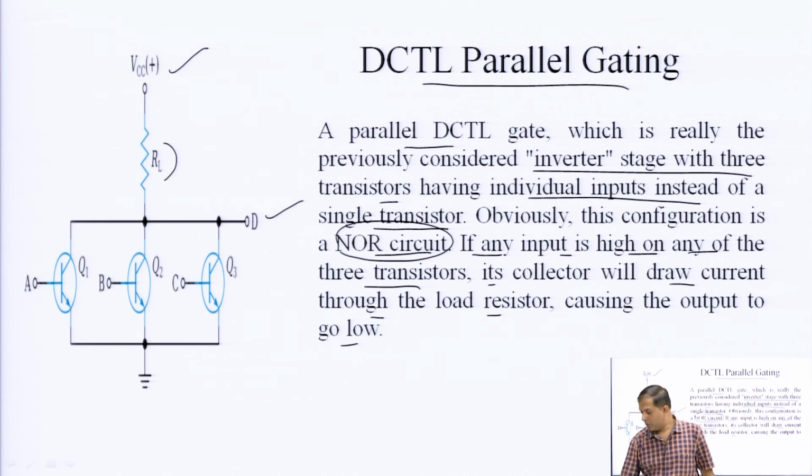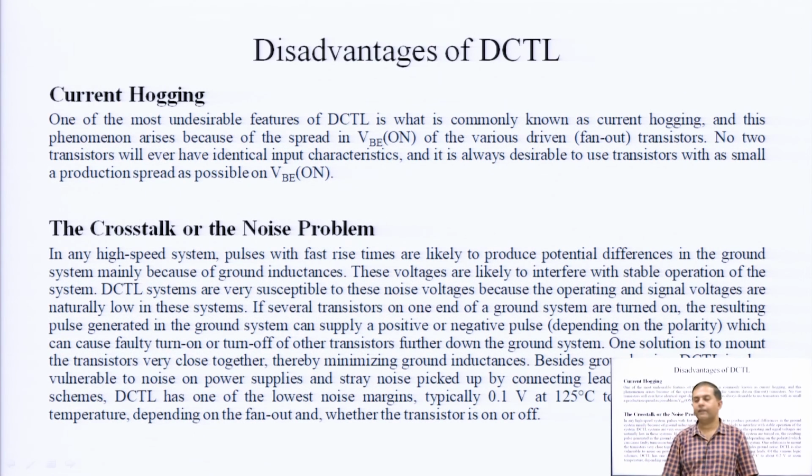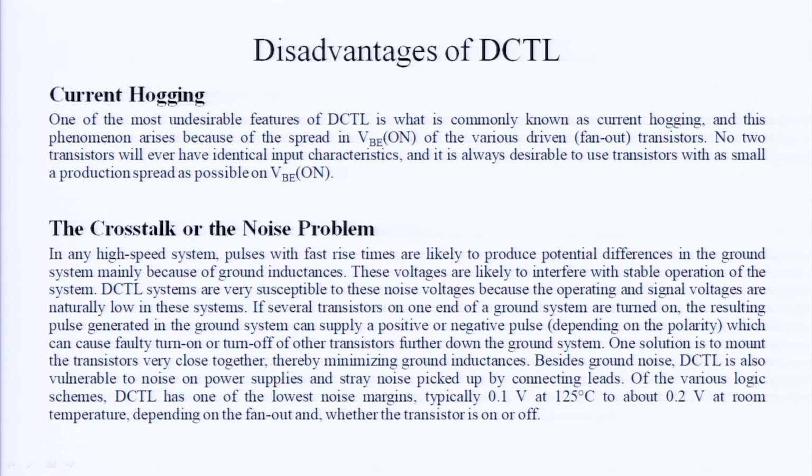Okay. So, now the disadvantages of DCTL, first is current hogging. One of the most undesirable features of DCTL is what is commonly known as current hogging, and this phenomenon arises because of the spread in VBE of the various driven transistors. No two transistors will ever have identical input characteristics, and it is always desirable to use transistors with as small a production spread as possible on VBE, the base to emitter voltage.